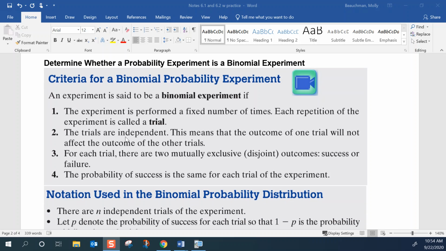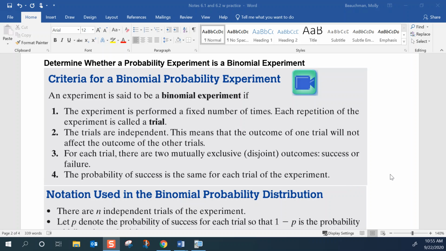Number two, the trials are independent. This means the outcome of one trial will not affect the outcome of the other trials. Number three, for each trial, there are two mutually exclusive or disjoint outcomes, success or failure. And number four, the probability of success is the same for each trial of the experiment.